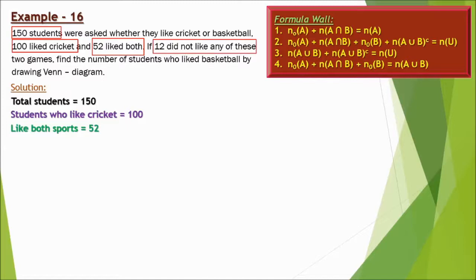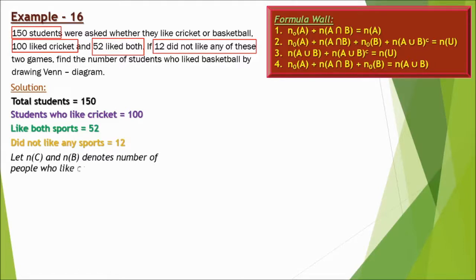So we are talking about the liking of any sports, and suddenly somebody came in, oh, I don't like these two sports. Then they are outside of the circle. They did not like any sports. That is 12. So NC represents the number of students who like cricket, and NB represents basketball, whose number is not given, which we have to find, denoting the number of people who like cricket and basketball respectively. We are going to find that with the help of a Venn diagram.